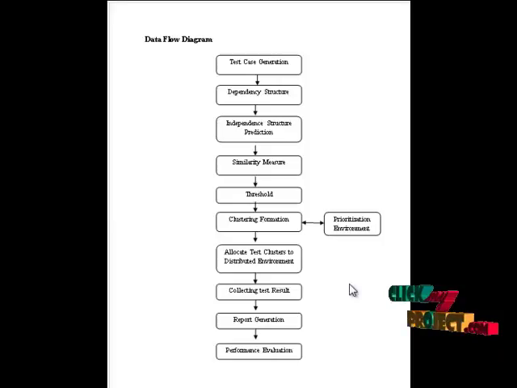Next, we see the data flow diagram of this project. First, we provide the test cases for identifying the reliability testing. Second, calculate the dependency structure, and third, the independency structure. So we calculate the prediction values for the dependency structure and independency structure, and these prediction values are used in the similarity measure. In this project, we used cosine similarity using the dependency structure prediction and independency structure prediction values.